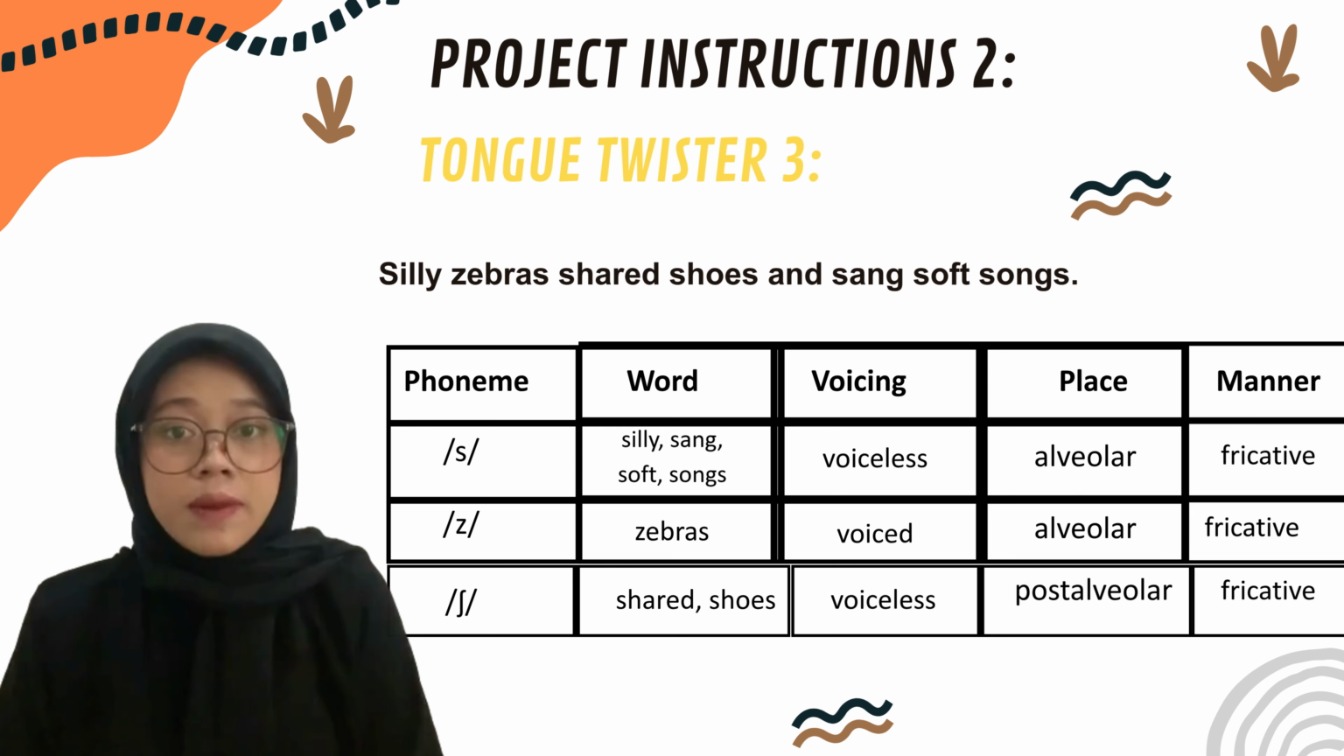The second phoneme, z: the word zebras. Voicing: voiced. Place of articulation: alveolar. Manner of articulation: fricative. And the last phoneme, sh: the words share, Sue. Voicing: voiceless. Place of articulation: postalveolar. Manner of articulation: fricative.